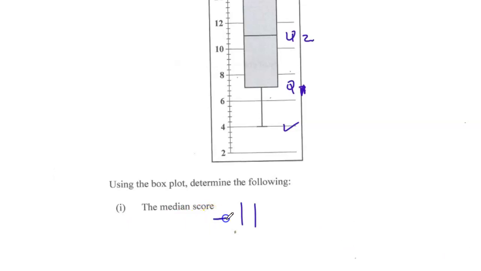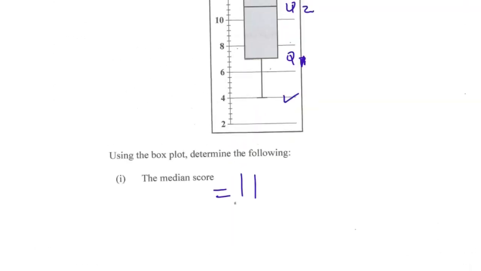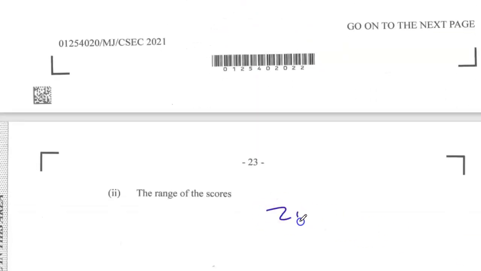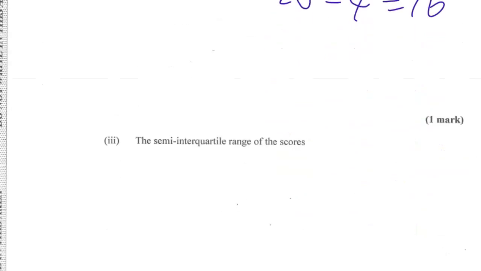Median is equal to 11. What else are we asked? The range. So the range is the biggest number minus the smallest number. So the range would be 20 minus 4. That seems to be 16. That's the biggest number minus the smallest number. The semi-interquartile range.